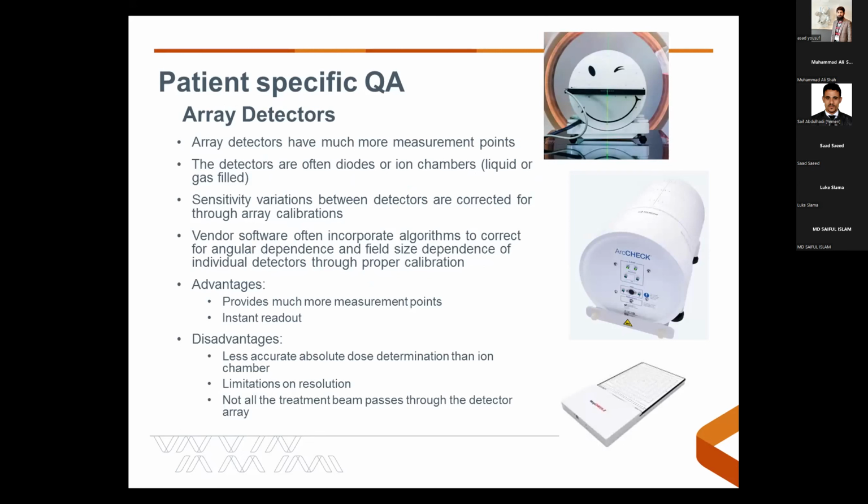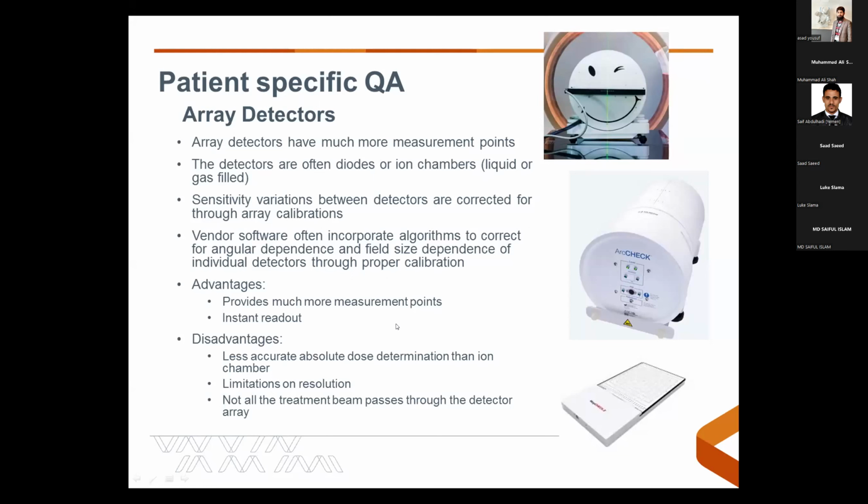Second form of detectors is array detectors. So array detectors have much more measurement points. They're often diodes or ion chambers. You can have liquid or gas-filled ion chambers. There is a sensitivity variation between detectors, and these are normally corrected for through array calibrations. And then vendor software also incorporate algorithms to correct for angular dependence and field size dependence on individual detectors. So examples of these, I've got the Octavius, PTW Octavius, SNC ArcCheck and SNC MapCheck. So these are all examples of array detectors that you can use for patient-specific QA.